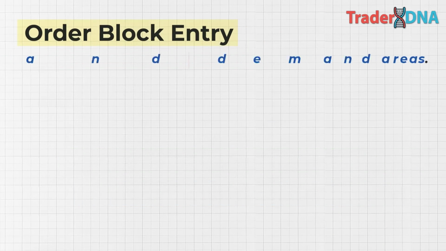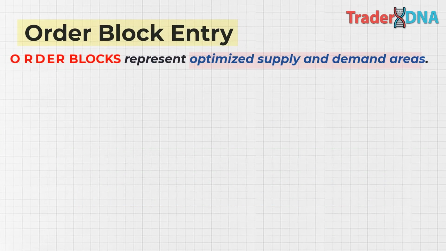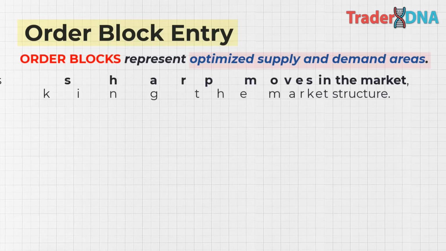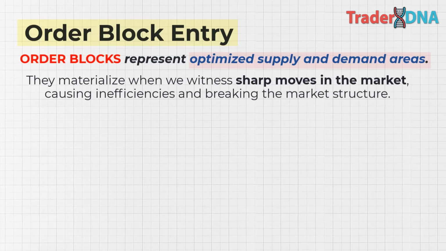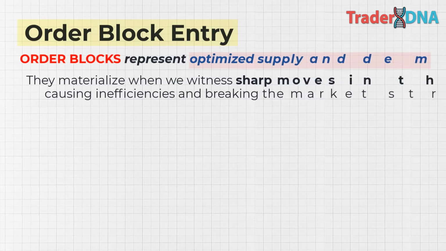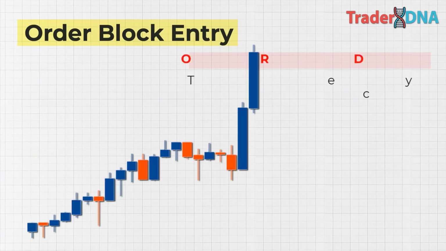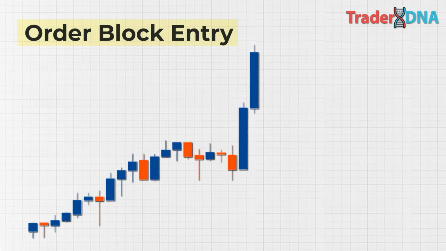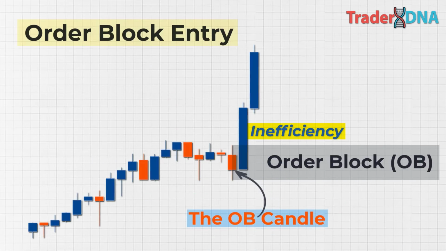Order blocks represent optimized supply and demand areas. They materialize when we witness sharp moves in the market, causing inefficiencies and breaking the market structure. Traders define order block zones in various ways. Here's how we mark order blocks in different market scenarios. Typically, we designate the last candle that created the inefficiency as an order block, as we believe that crucial decisions are made during this candle.